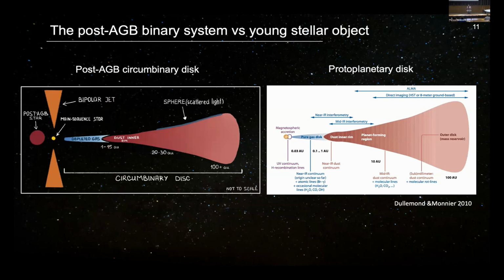If we compare the system to the representation of a protoplanetary disk around a young star on the right side here, taken from Dullemond and Monnier's paper in 2010, you can see that the systems look very similar. The luminosity of a post-AGB star is much higher than that of a young stellar object, and that's why the disk starts further away from the central binary. Moreover, the initial post-AGB system structure was adapted from the passively irradiated protoplanetary disk model developed for young stellar objects. It was shown that this model works pretty well to reproduce interferometric observations of post-AGB circumbinary disks.